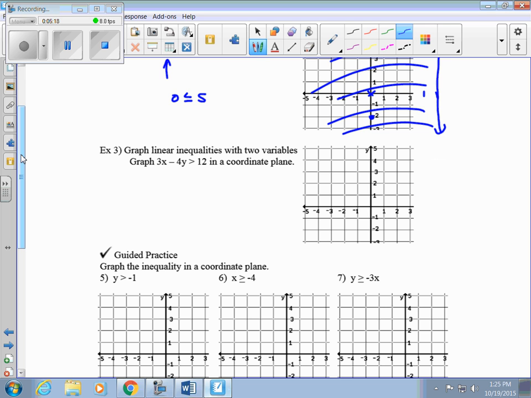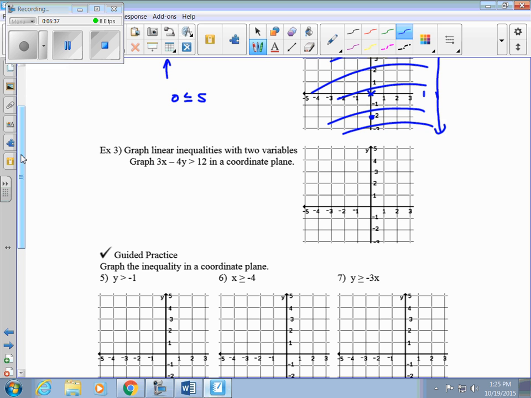So once again, we're going to graph this: 3x minus 4y is greater than 12. So we're going to graph that line, and then we're going to figure out where that shaded area is. Now, if we notice this, it's a greater than, not greater than or equal to, so we know it's going to be a dotted line.